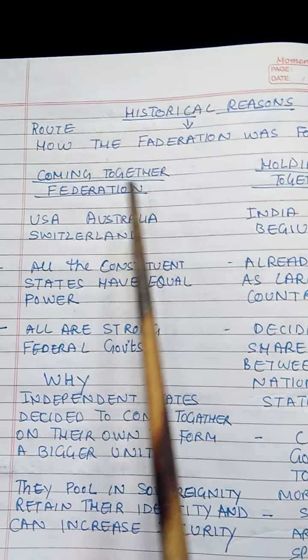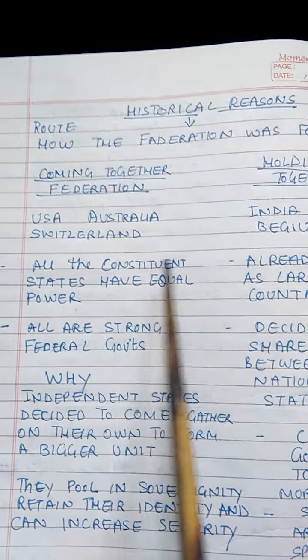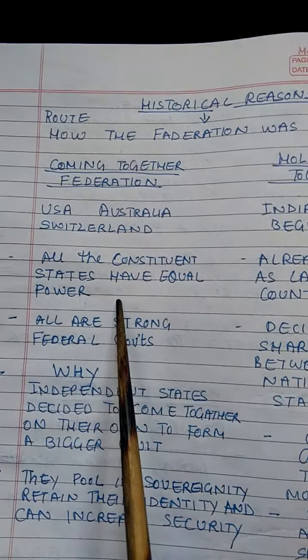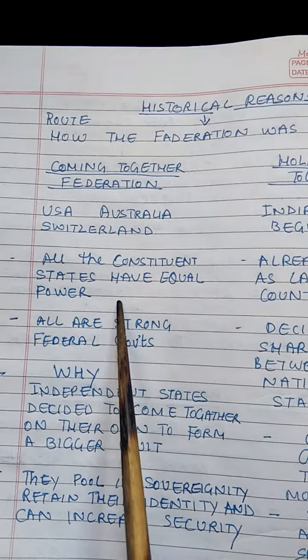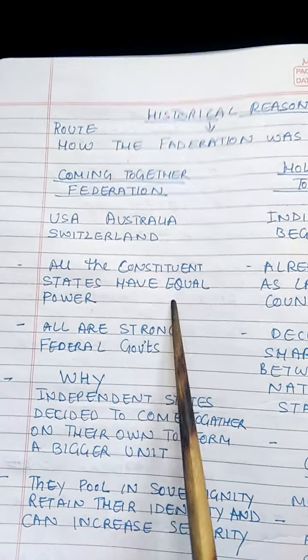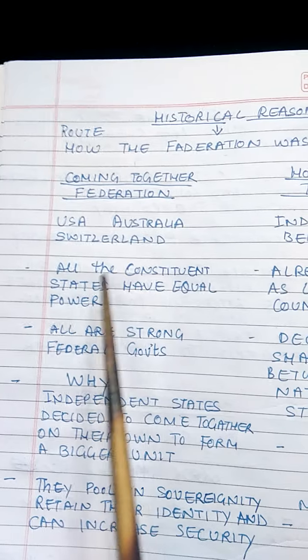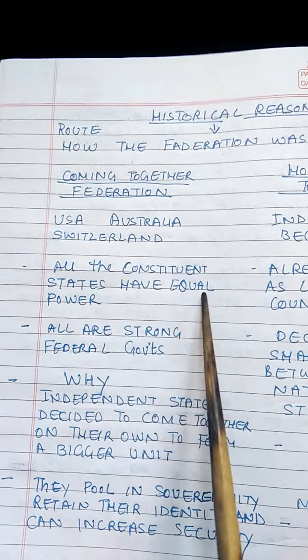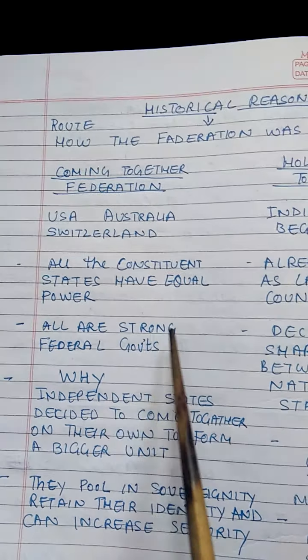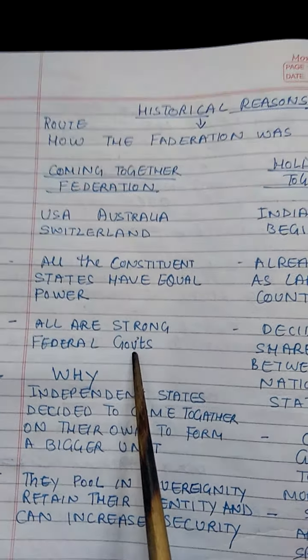Now, in coming together federation, all the constituent states have equal power. The center is not more powerful, or some state is given special power, or some state is given less power, nothing like that. All the constituent states have equal power, and all are strong federal units. The question is why?